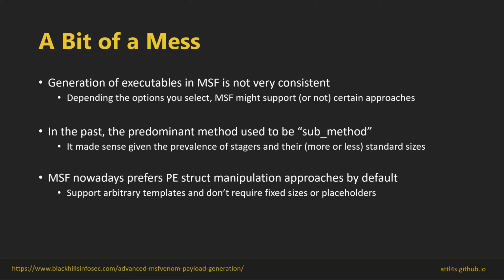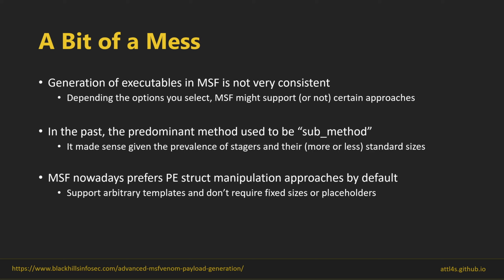I understand that the PE manipulation techniques are way better, because we don't care about payload sizes, we don't care about what template is used. But for users that want to customize templates and try to get past AVs and so on, it would be nice to have the option to specify a substitute method to use.